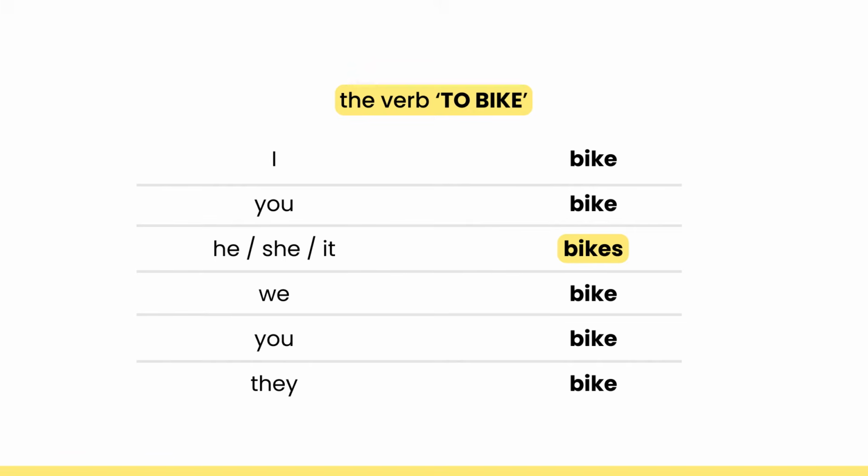And you will see that in Spanish this happens way more than in English, because if you look at this example, bike, it pretty much stays the same everywhere except for he, she, it, where we add an S.